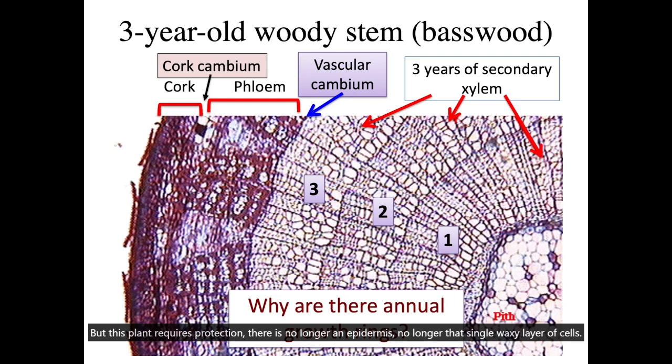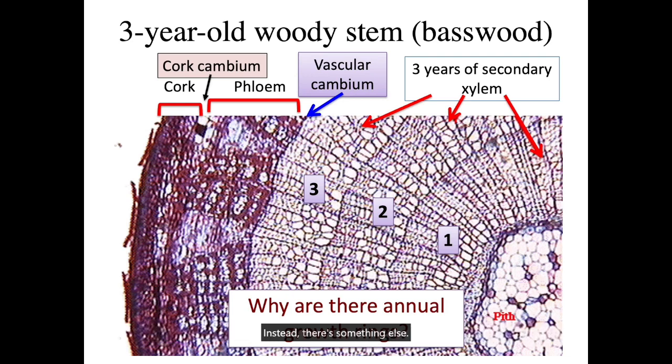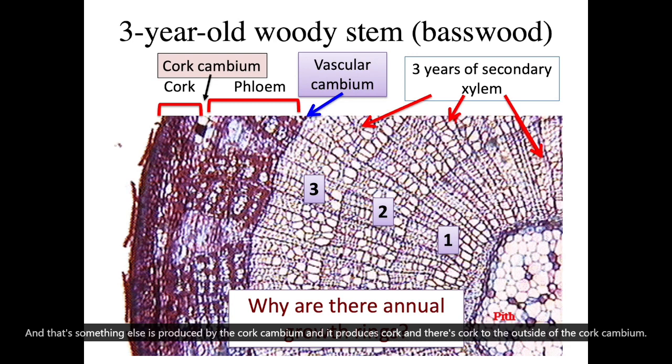But this plant requires protection. There's no longer an epidermis, no longer that single waxy layer of cells. Instead, there's something else, and that something else is produced by the cork cambium, and it produces cork, and there's cork to the outside of the cork cambium. So the cork cambium is another type of meristem that helps make protective tissues.